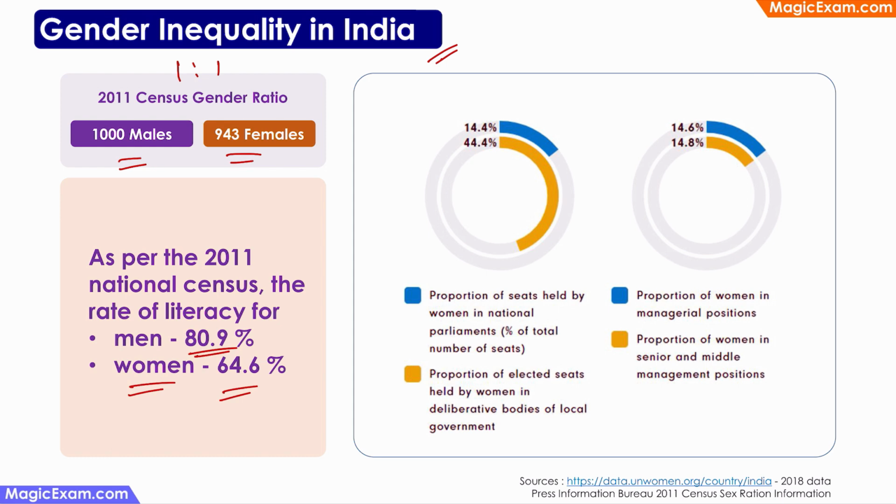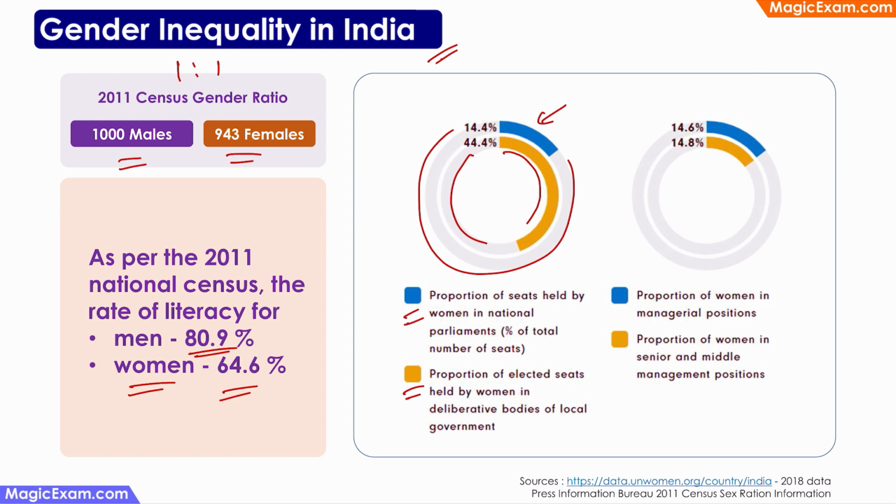And if you look at the proportion of seats held by women in national parliament, just around 14% of the seats are held by women and the remaining are held by men, which means that women are not equally represented in the parliament. And if you look at the proportion of women in the local governmental bodies, there things are a little better because women hold around 44.4% of the seats and the remaining is men. This is probably because there is a reservation for women at a local level.